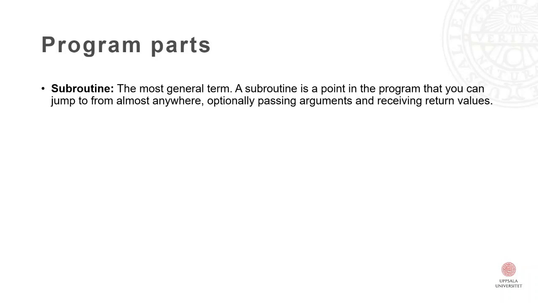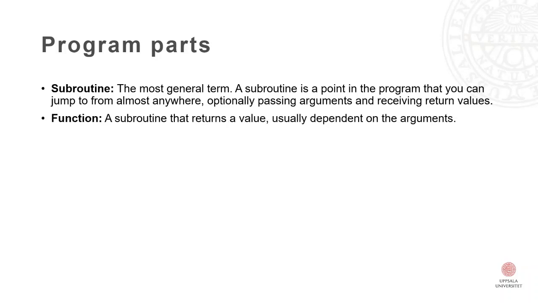Then the next term that I want to introduce, and we will talk about it in more detail in the coming slides, is called the function. The function is a special type of subroutine that returns a value. This is the key difference between a function and a procedure. A procedure is a subroutine that doesn't return any value.